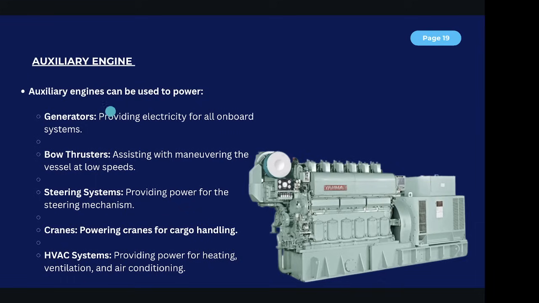So we have here that the auxiliary engines can be used to power the generators, providing the electricity for all onboard systems. We also have the bow thrusters, which assist in maneuvering the vessel at low speed.